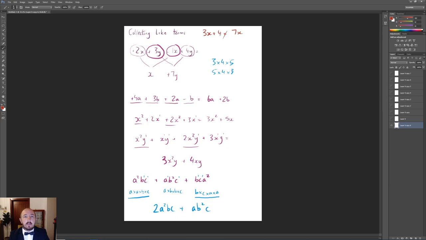Because 3x plus 4 is finished. You can't actually add those two together unless there was an x after the 4, and then that would be equal to 7x. So don't make that mistake where you're trying to collect terms that aren't the same.